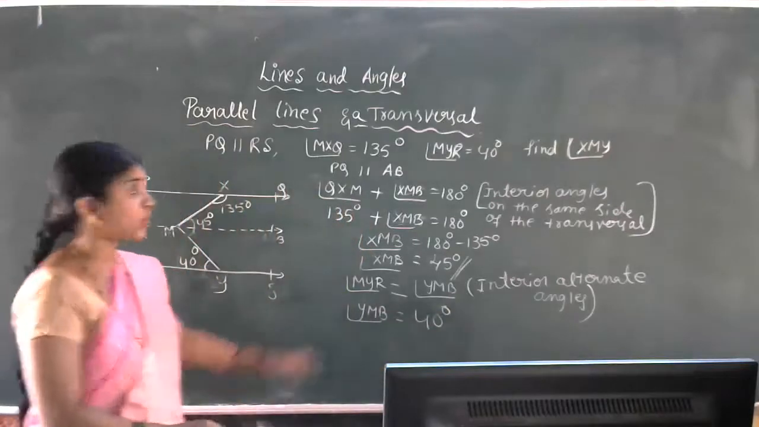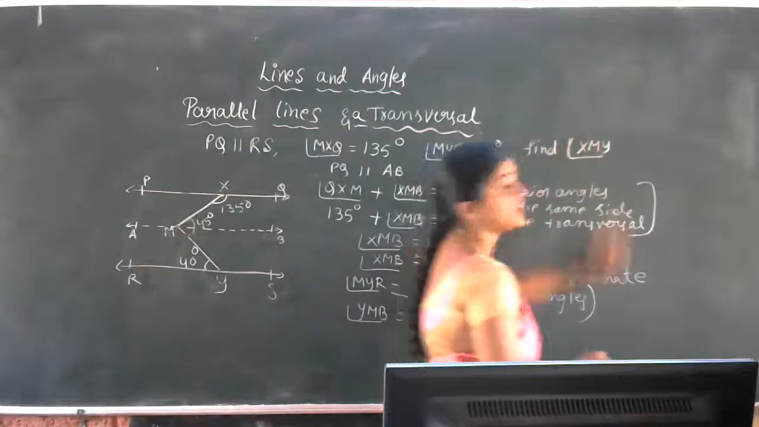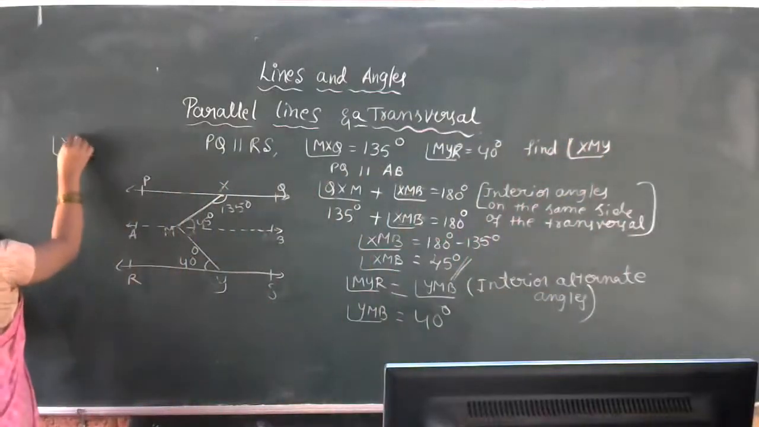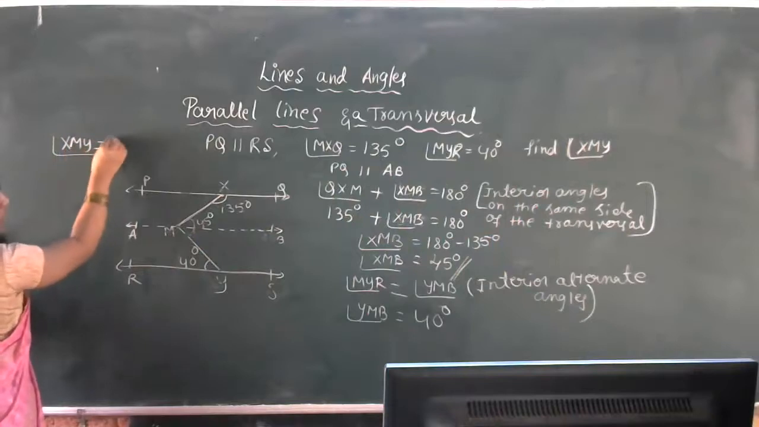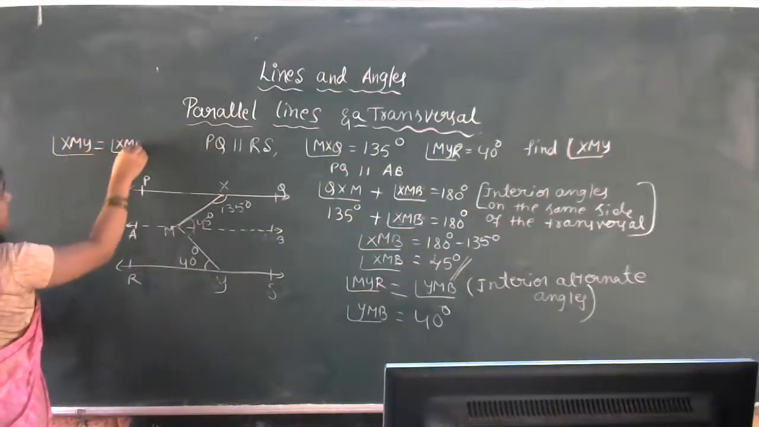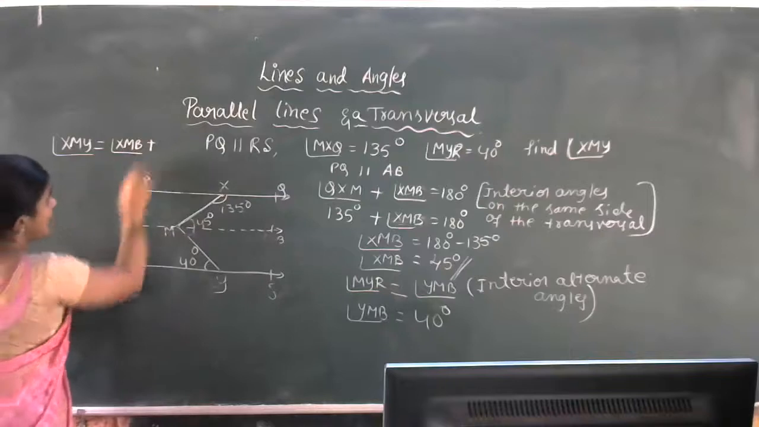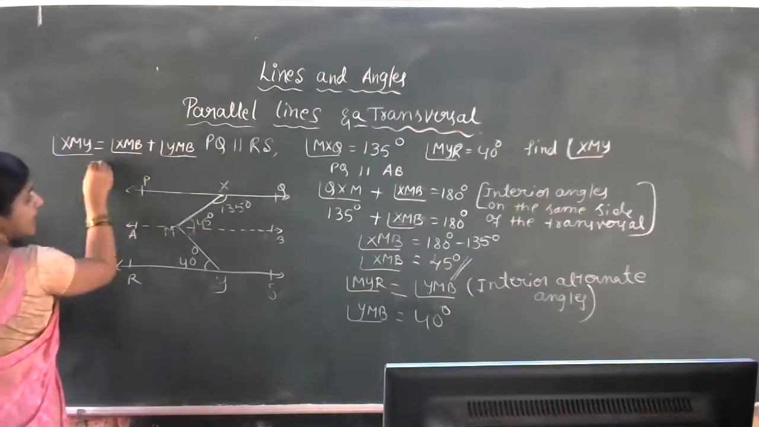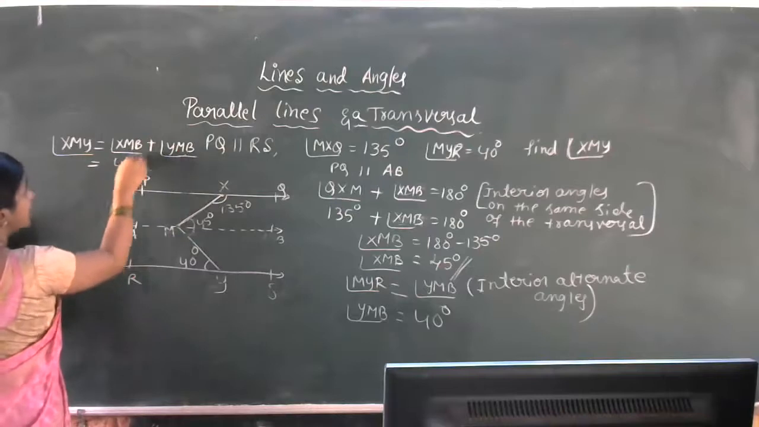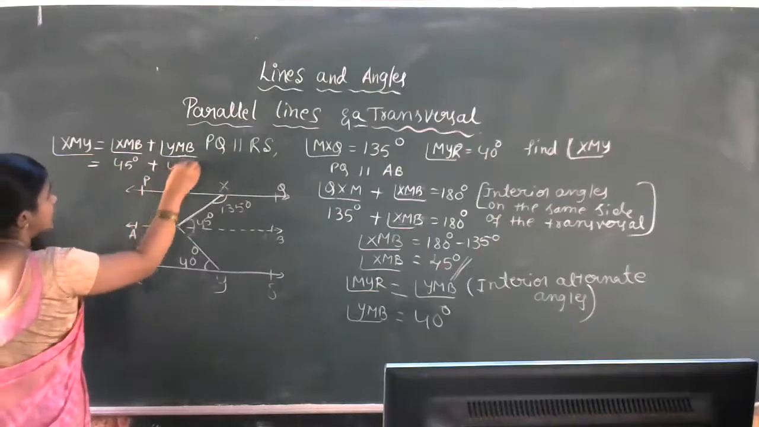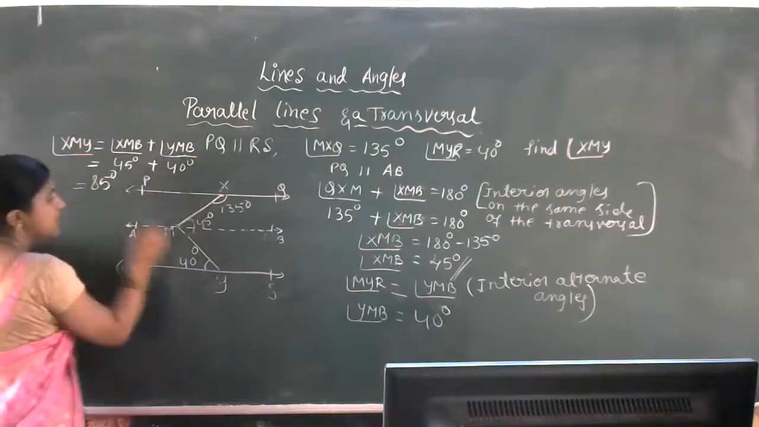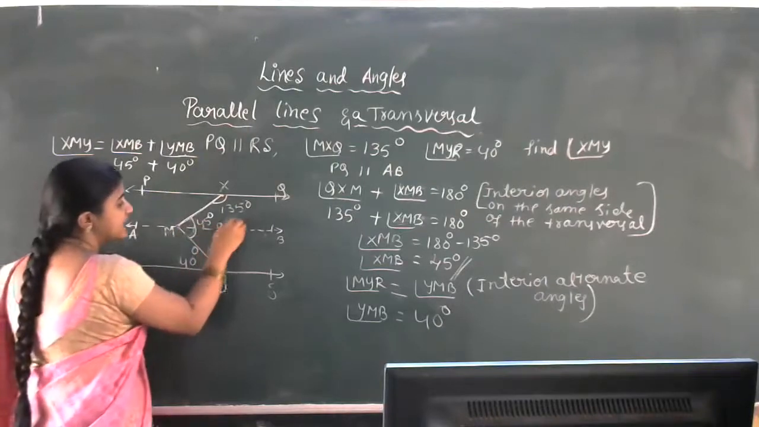Actually, what is the question? We have to find out XMY. So here, let us take angle XMY is equal to angle XMB plus angle YMB. XMB is 45 degrees, YMB is 40 degrees, 40 plus 45 is 85 degrees. So the total angle is 85 degrees.